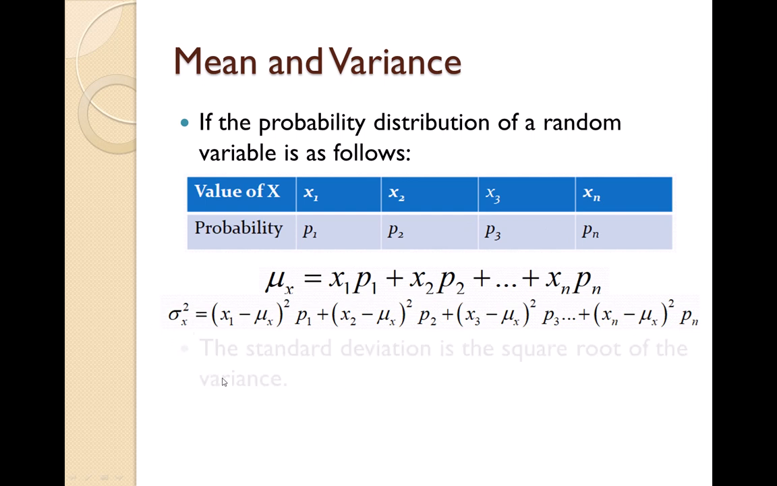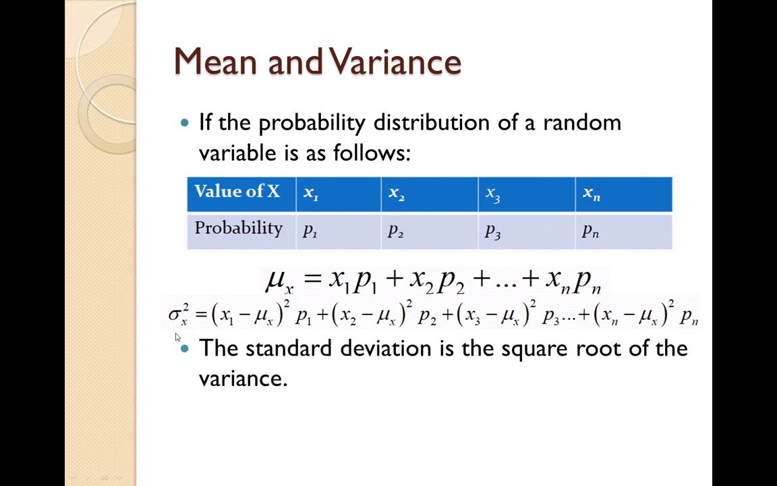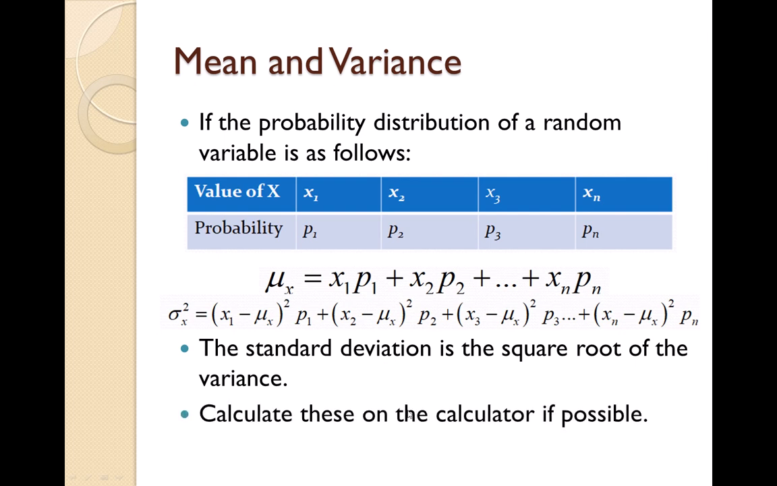Add them all up, and you get your variance. Of course, most problems don't care about variance. They want the standard deviation. So once you get this single number, take the square root and you get some kind of idea of spread in your random variable. But we want to calculate these things on the calculator because these formulas are a little bit unwieldy.